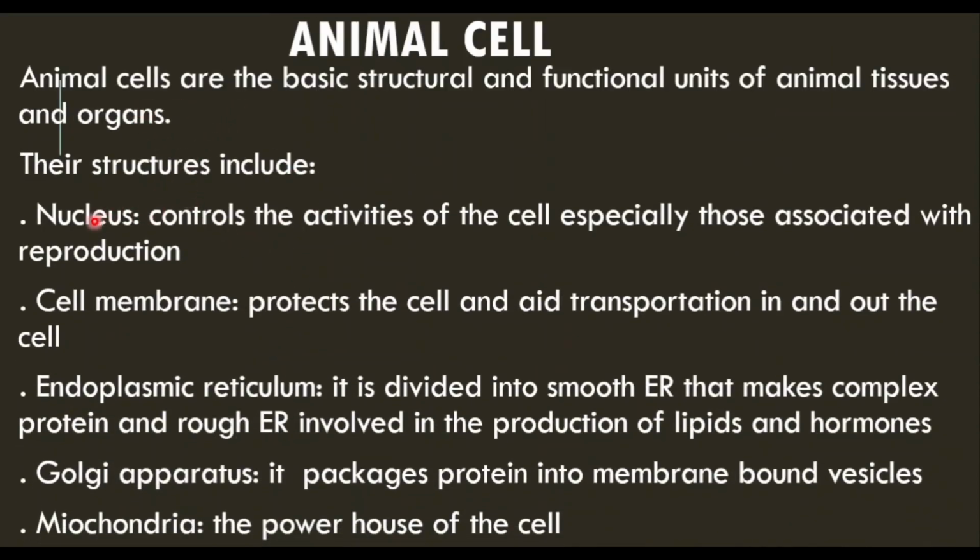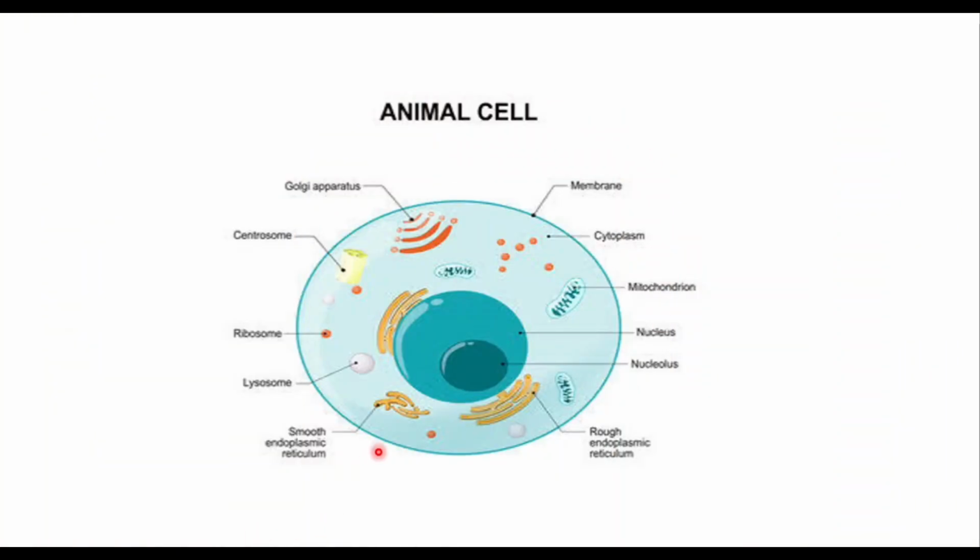So for animal cells, it's also the same thing. It has a nucleus, it has a cell membrane, it has endoplasmic reticulum, Golgi apparatus. These are just the main organelles in the animal cells. There are a lot of organelles. The mitochondrion is mostly referred to as the powerhouse of the cell. So this is a diagram of the animal cell. You can see there are other organelles that are there.